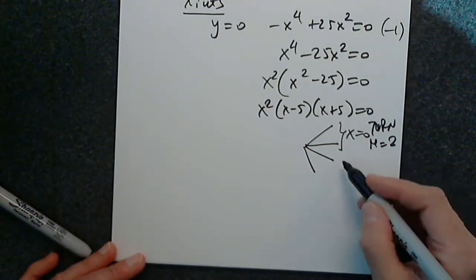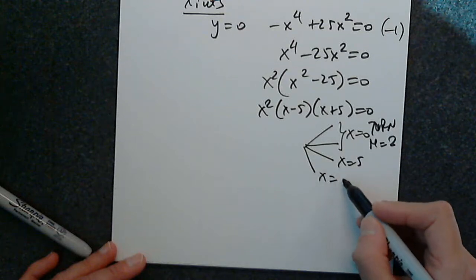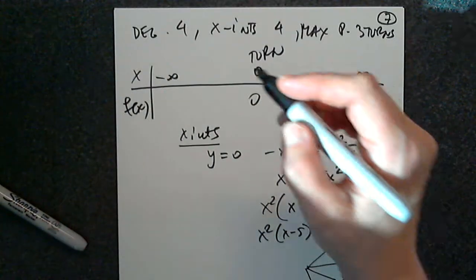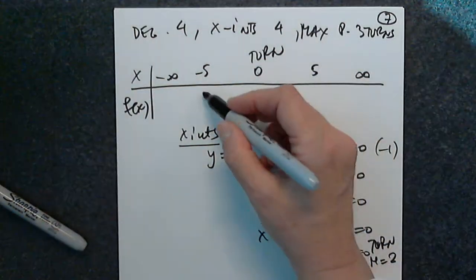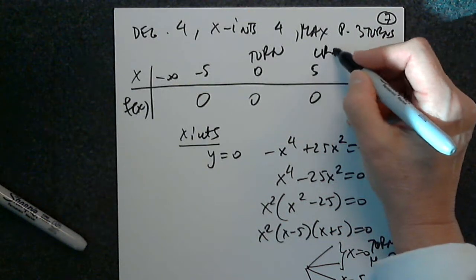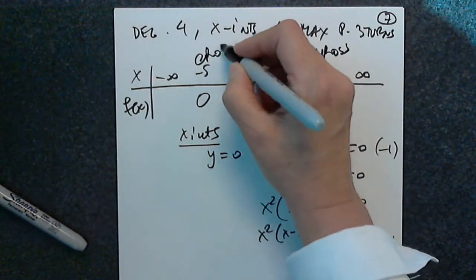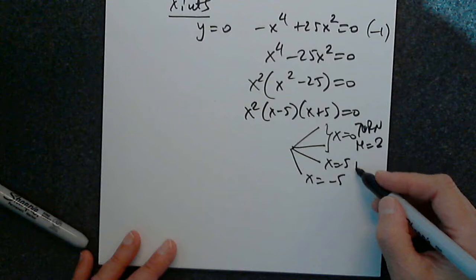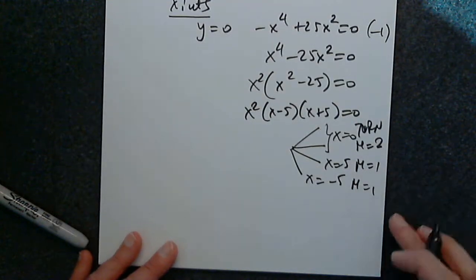X plus 5. Indeed, very good. X equals 5 and x equals negative 5. And this is just a cross, simply because this is multiplicity 1 and multiplicity 1.